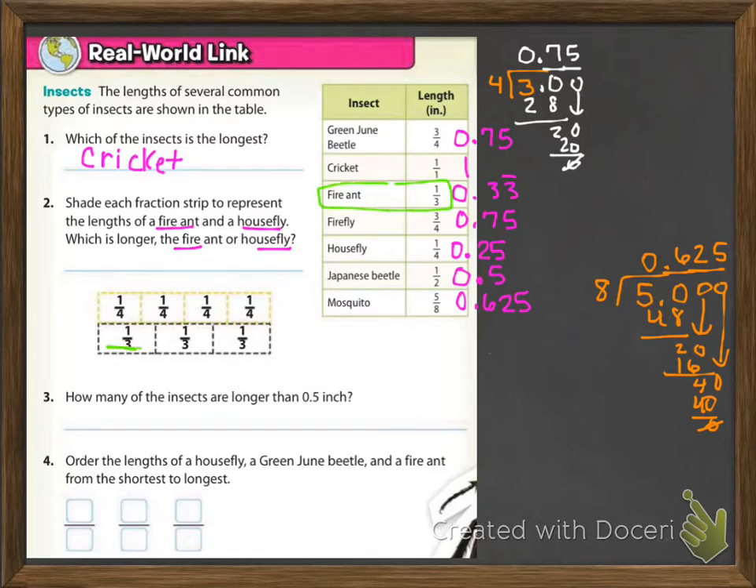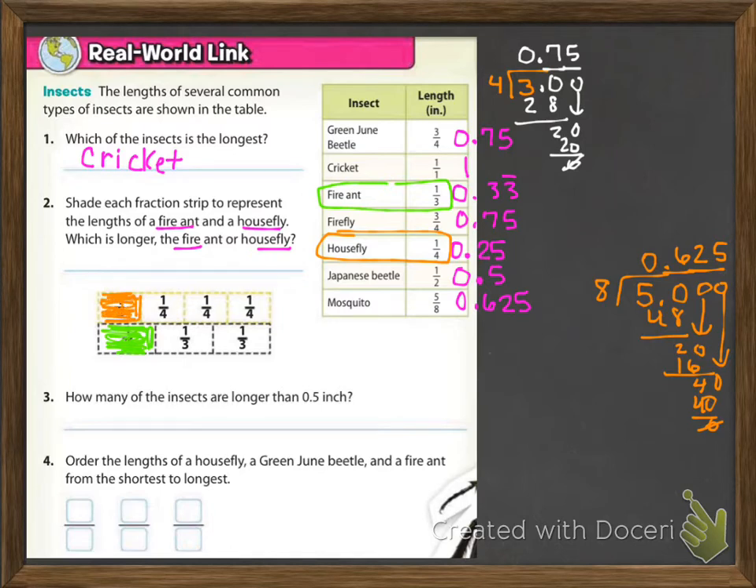So we're going to go ahead and shade in this 1/3 here, and then go ahead and get it all the way over there, too. And then the housefly, I'm going to change colors, and we're going to make that orange. The housefly is going to be 1/4, so we're going to shade in that whole 1/4 box right here. Shade, shade, shade, shade, shade, shade.